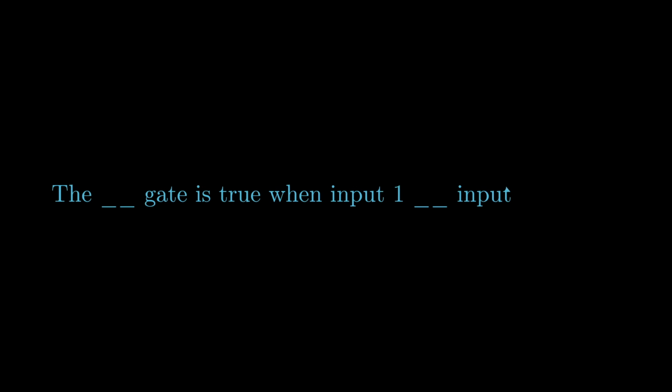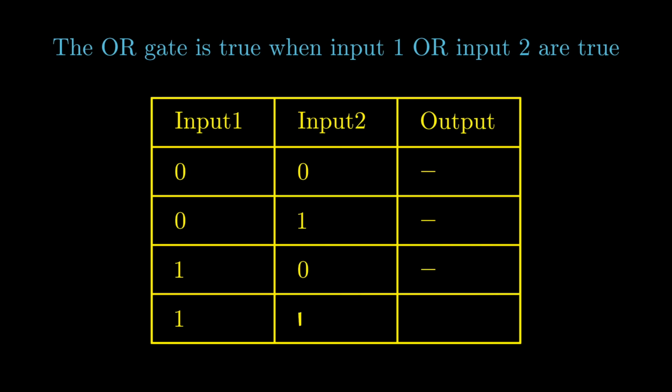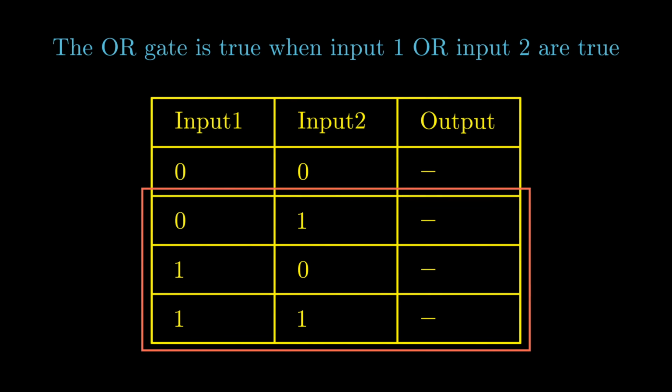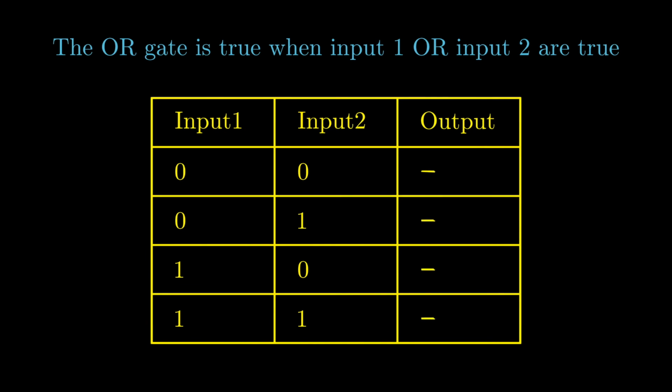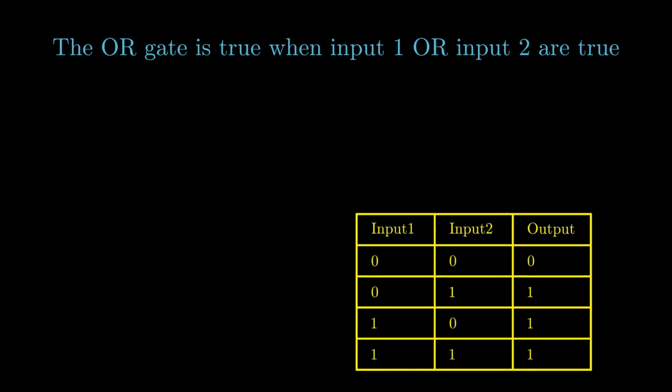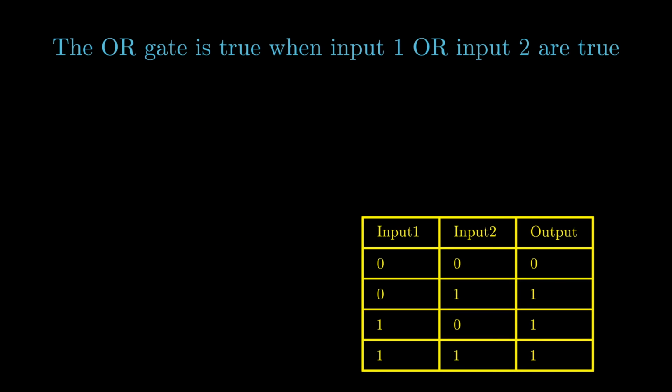Next is the OR gate. Let's use our magic sentence again. The OR gate is true when input 1 or input 2 are true. Creating our truth table again, we can see that there are 3 rows that this sentence describes. Notice that here, there's only one position where the OR gate is false, whereas the AND gate was almost always false. Let's use a simplified circuit and see what's going on with an OR gate.